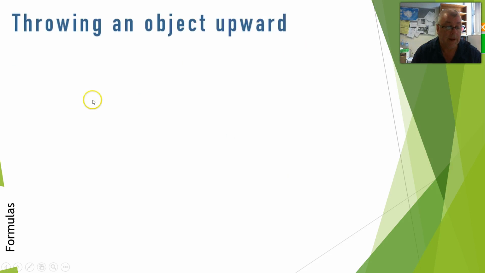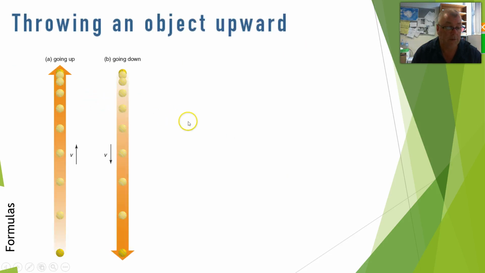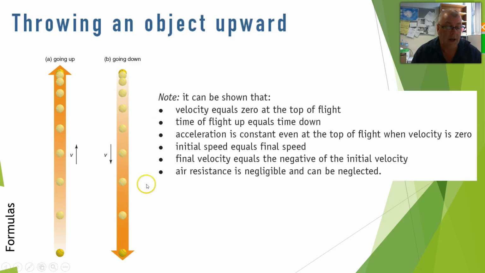Right, now throwing an object upwards. When we throw an object upwards, it decelerates due to gravity, and then it comes back down again, and we've done the dropping objects, and so there's not much of a complication when we throw things straight up instead of dropping them. It's a slight variation. There's a couple of key things to note, and so basically we're looking at this as being the whole flight.